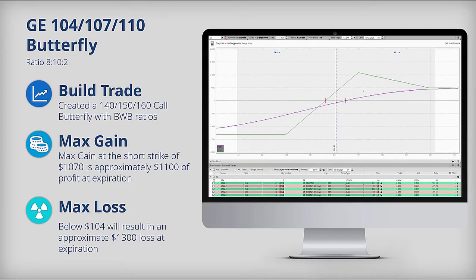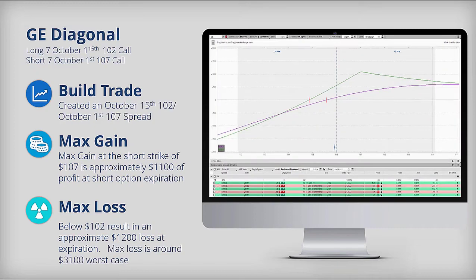So here is our broken wing butterfly. Now this is a General Electric 104, 107, 110 butterfly. This trade expires in 4 days. And the ratio is 8 to 10 to 2. So that's the ratio we put on this. You can see here the green is at expiration. So this is our line. And you can see that max gain looks to be about $1,100. Max loss looks to be about $1,300. You can see at 110 and above, it's actually about a $500 profit. Okay, so this is our broken wing butterfly.